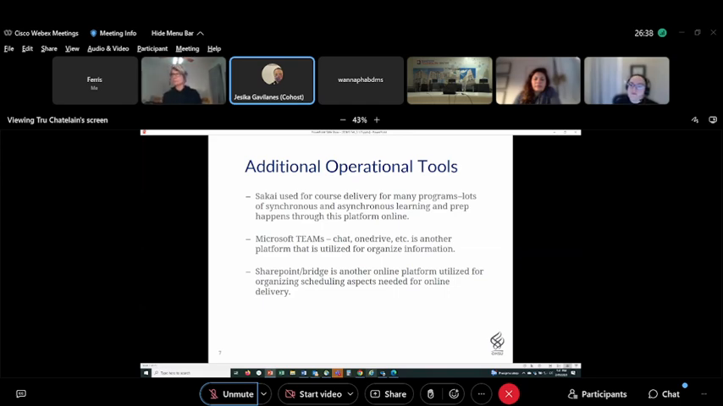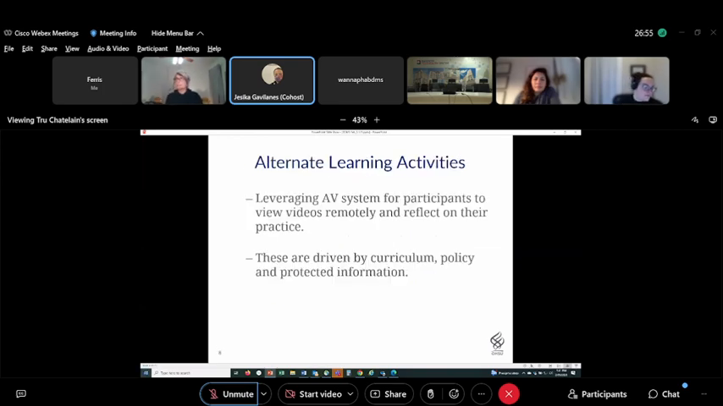We also utilize SharePoint and Bridge, which is another online platform utilized for organizing scheduling aspects needed for some of our online delivery. And with these tools, again, finding out what you have access to through your BDMS system, and you may already have those in place, is something to think about with your IT group.